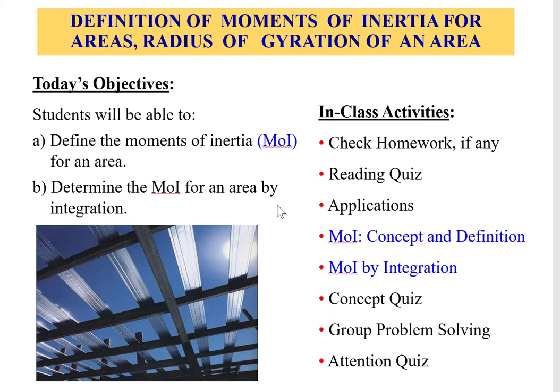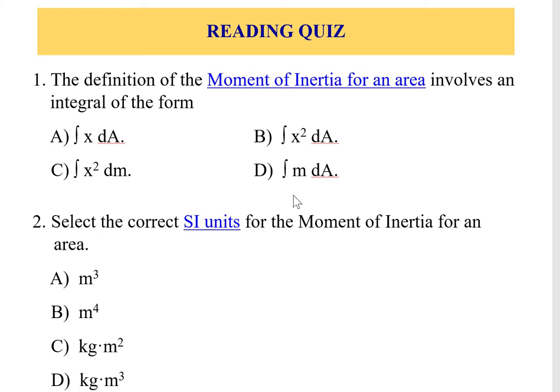The moment of inertia, abbreviated as MOI, is defined by the integration of x squared dA over the area if we were computing the moment about the y-axis. And the unit used for the moment of inertia, typically in SI units, is meter to the power 4.